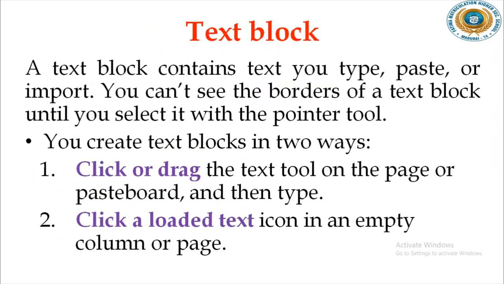So first, what is a text block? A block that contains text is called a text block. We can type our content, we can copy and paste content, or we can import content from different locations, different sources. The location where we store our content is called a text block. You can see the border of the text block. If it is a block, there should be a border around it. Only then do we call it a block.